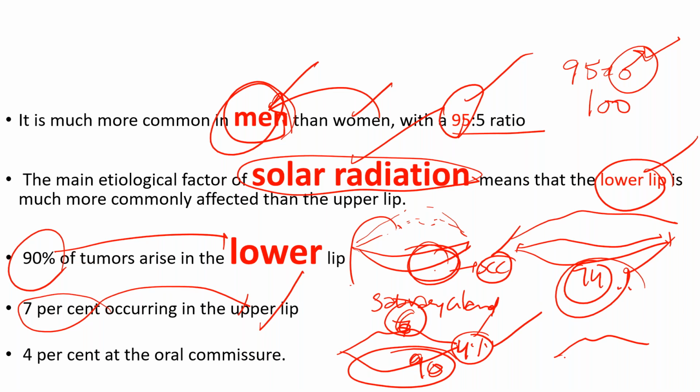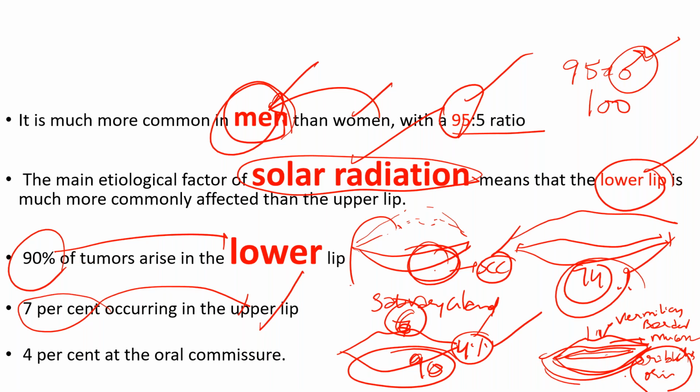So what does the lip constitute of? The vermilion border. When you take the lip, this is the vermilion border, the skin and mucosa border, and this is the mucosa, and you have the teeth inside, and this is upper lip and lower lip. What you have here is the orbicularis oris, the muscle that is present in the lips.